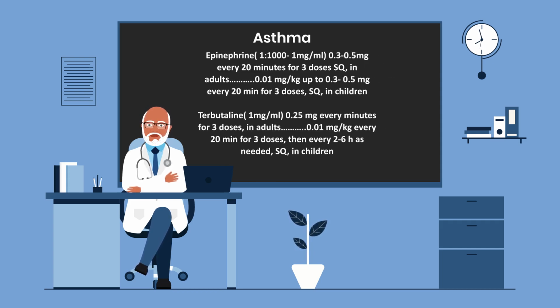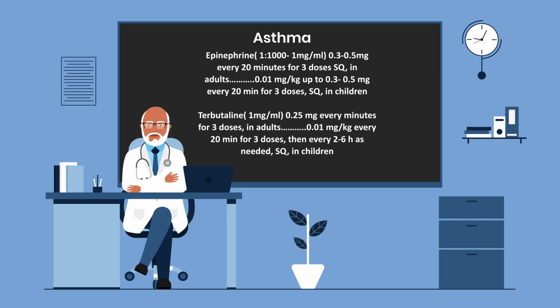For epinephrine, you want to give 1 to 1,000, which is equivalent to 1 milligram per ml. You can give 0.3 to 0.5 milligrams every 20 minutes for a total of 3 doses, and it is given sub-Q, and this is in adults. In children, you can give 0.01 milligram per kg up to 0.3 to 0.5 milligrams every 20 minutes for 3 doses, and again, it is given sub-Q in children.